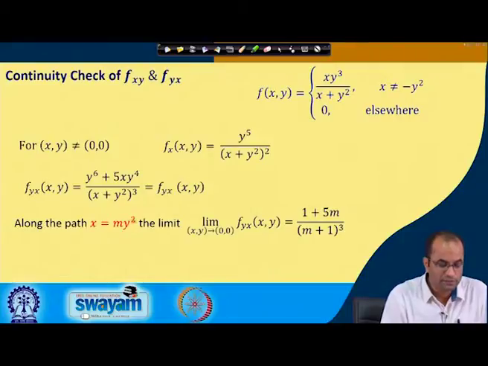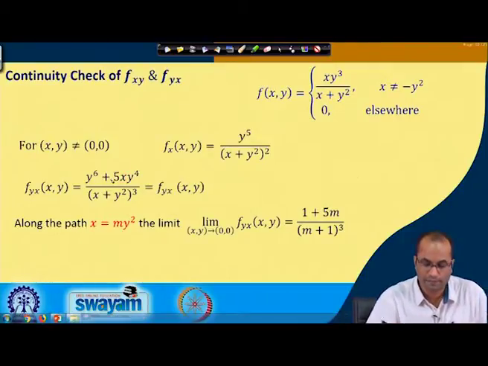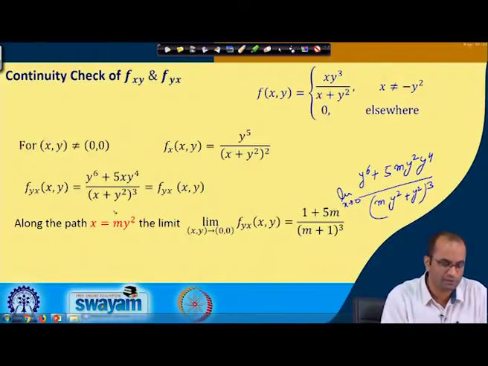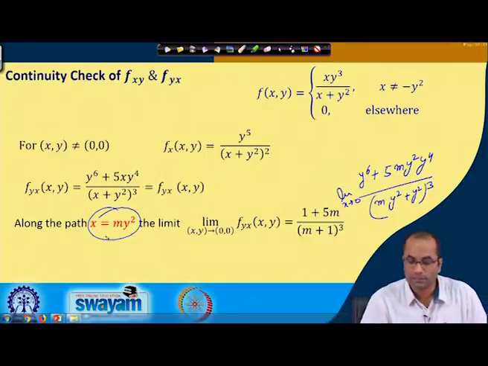Because x is equal to m y square. So, if we put here x is equal to m y square, what will happen? So, we have y^6 plus 5 x is m y square, and then we have y^4, and divided by x is again m y square plus y square to the power 3, and then we can take the limit as x goes to 0, to approach the origin, because this path will take us to the origin.